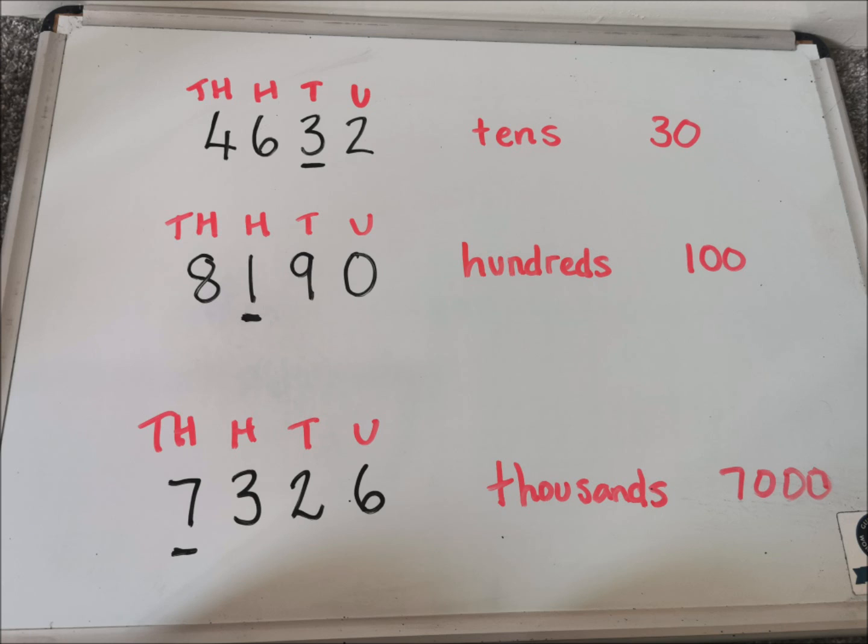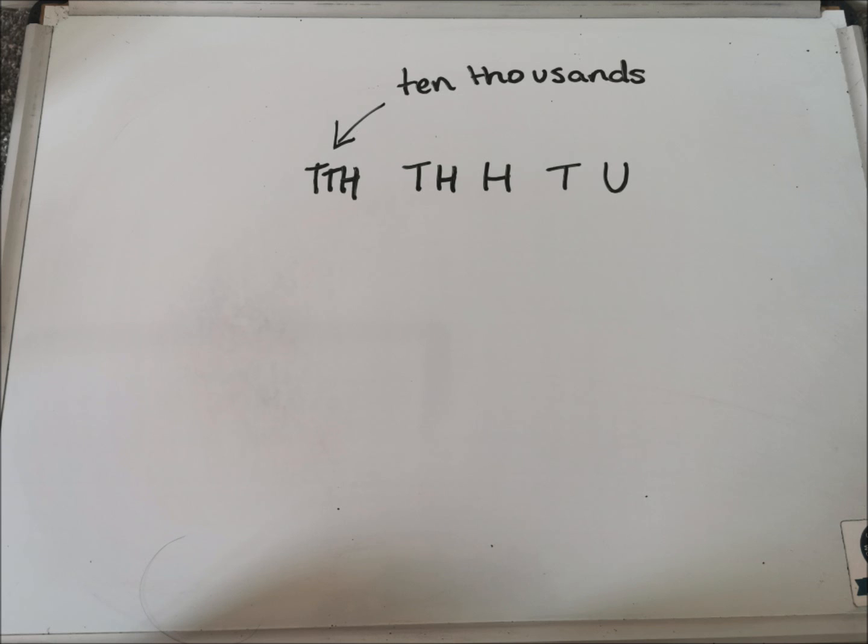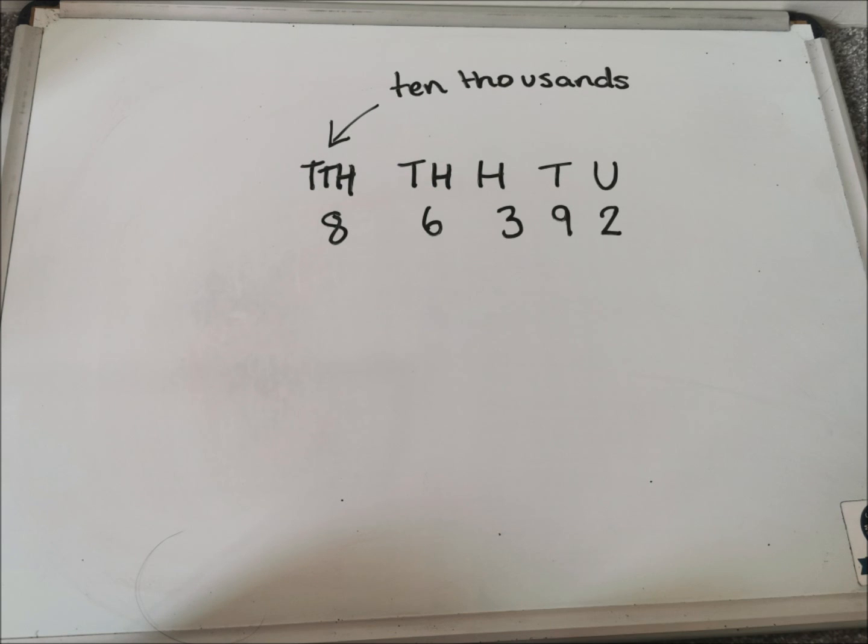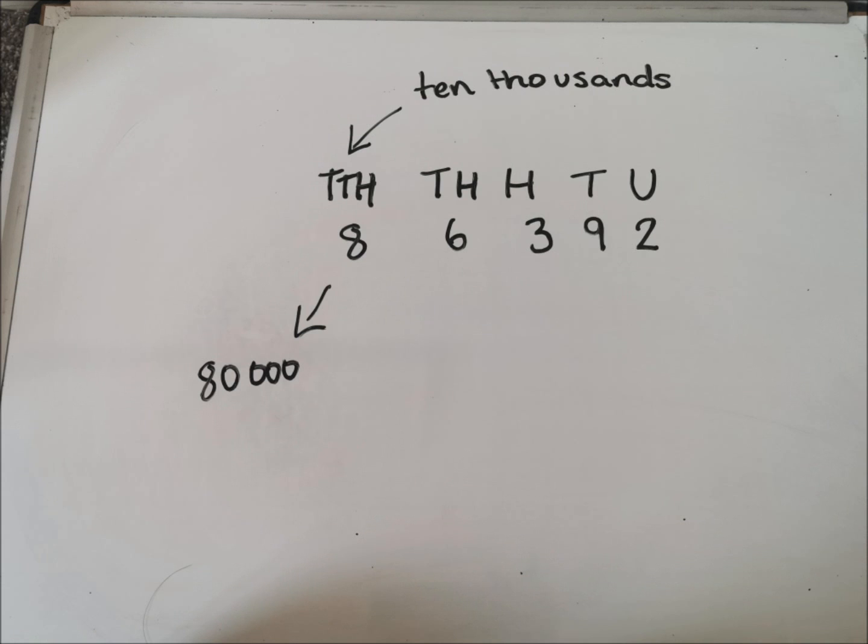Let's take it one step further and look at what comes next. So here I've got the thousands, hundreds, tens and units, but I've added in another one which is called the 10,000s. Okay, so if we have a look at this number here, we would say that number by sort of clumping the first two numbers together and saying 86,392. If we were to partition it and sort of think about what the place values were, because the 8 is in the 10,000s column, it is worth 80,000. So we would write it like that.